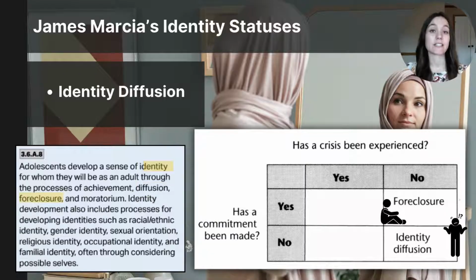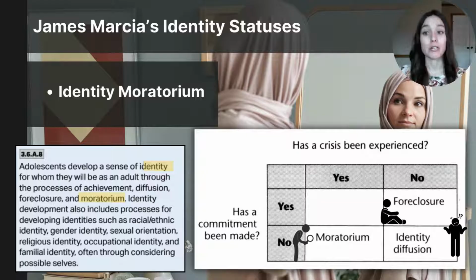The next identity status is called identity foreclosure, and people in this status have made a commitment to an identity, but they did so without exploring other options. It's more of a premature commitment without exploring alternatives. They might have just taken an identity like, I'm a jock, because all they really know is sports. Or they might adopt the same career path or values and beliefs as their parents and have a strong sense of identity, but not have explored any other ideas or alternatives. So a teenager might follow in their family's tradition of becoming a doctor because that's what's expected without questioning or considering other possibilities. And this would be called identity foreclosure.